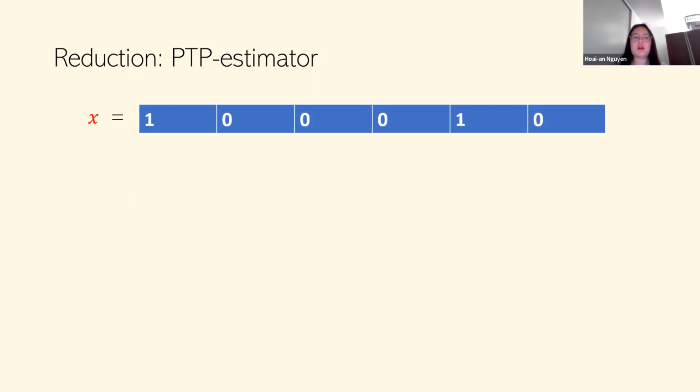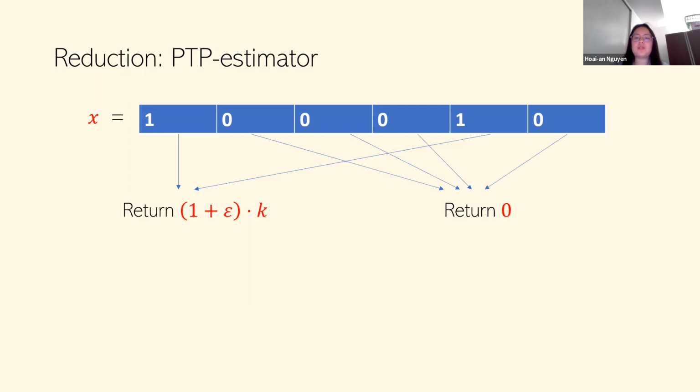And so our array A is going to have a direct one-to-one correspondence with the string X, meaning that A of 1 is going to correspond to the first bit of X, A of 2 to the second bit of X, etc. However, the only difference is every single time the H-index algorithm queries an entry, if the corresponding entry in X is 1, we're going to return 1 plus epsilon times k to the H-index algorithm. And if the entry was 0, we're just going to return 0.